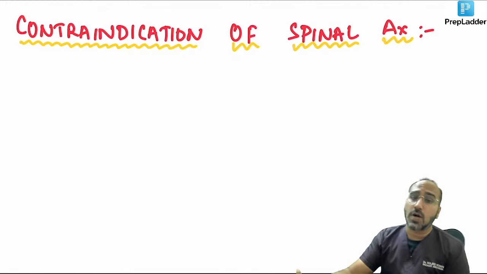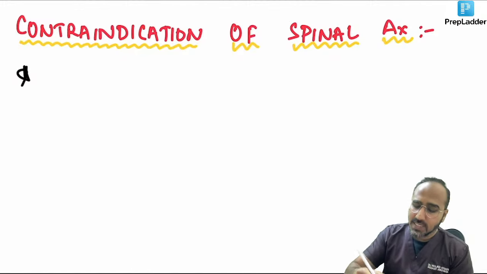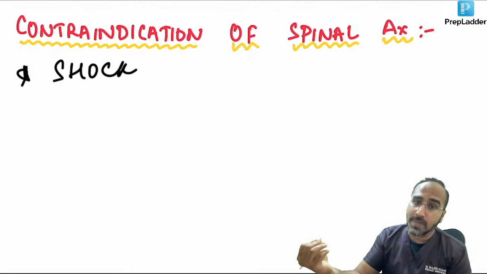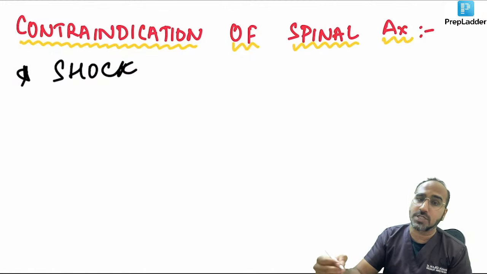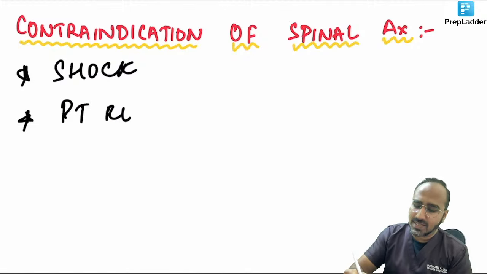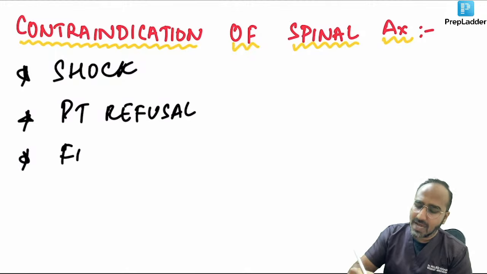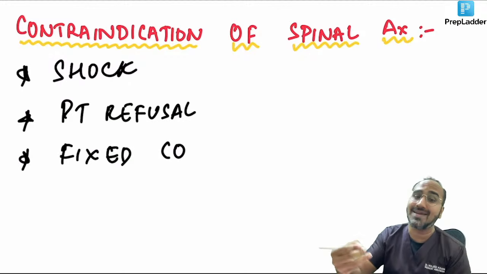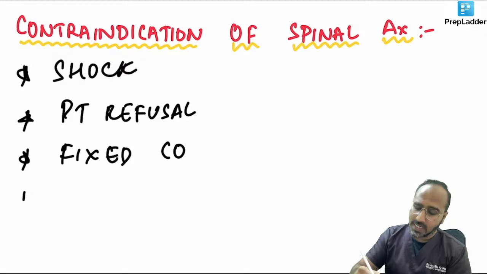Now, guys, what are the contraindications of spinal? Spinal is contraindicated if the patient is in shock. Remember, the most common complication of spinal is hypotension. But if the patient is in shock, don't give spinal anesthesia. If the patient is refusing, that is again a contraindication. Patient having a fixed cardiac output lesion, a patient who cannot tolerate hypotension, don't give spinal anesthesia.